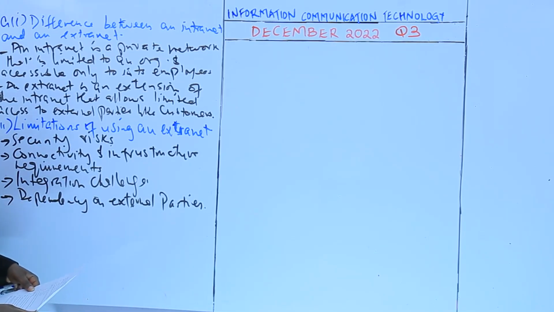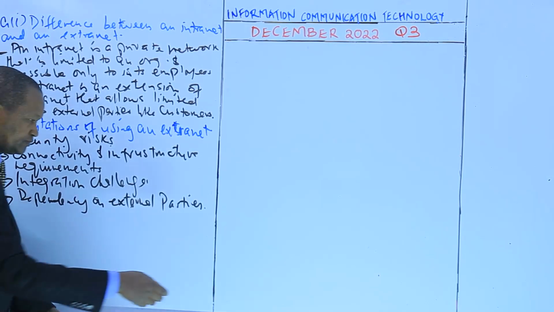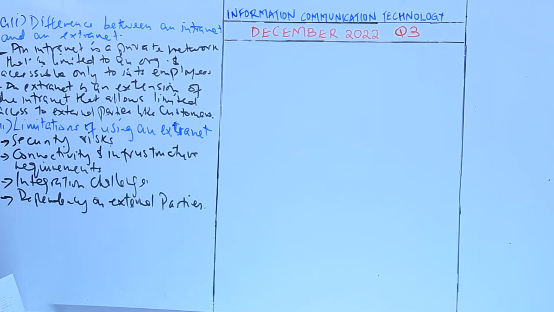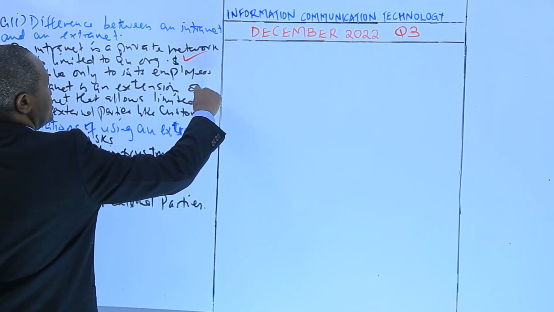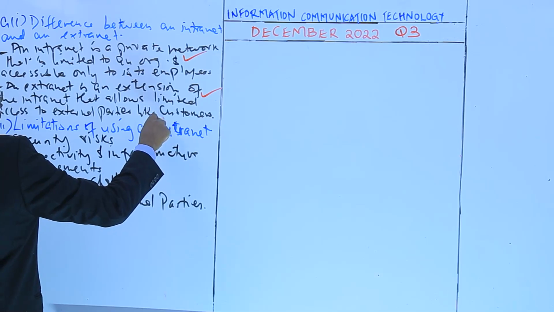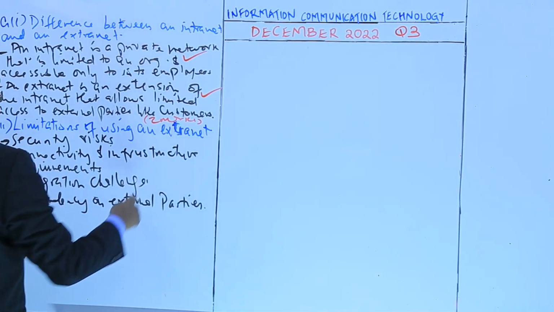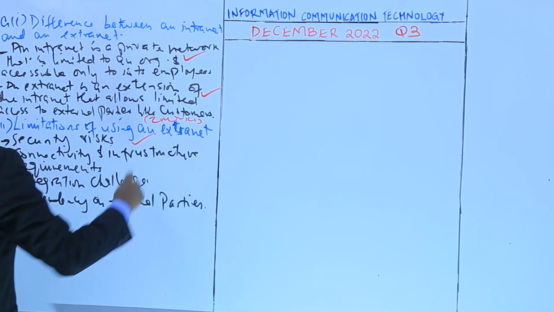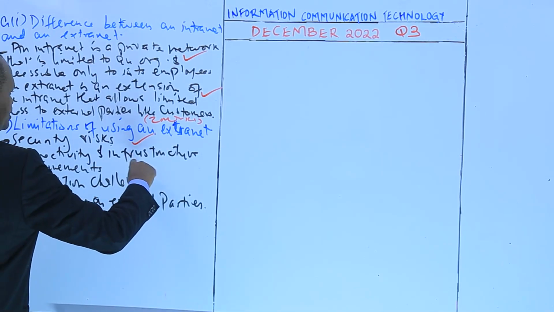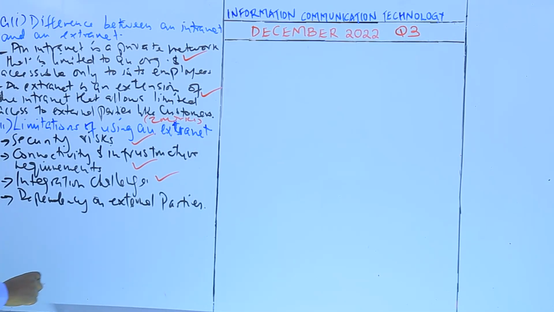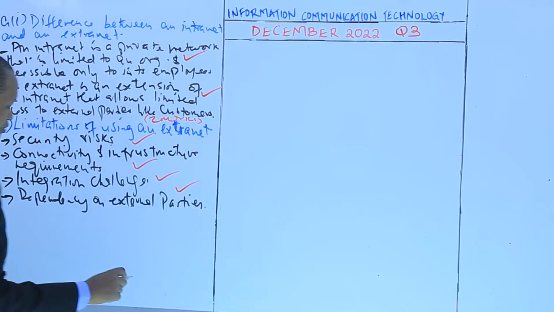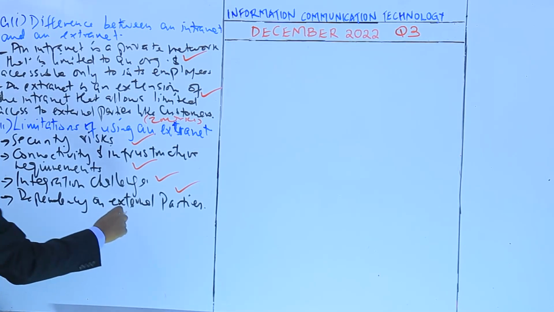So these are four limitations. First of all, we had to distinguish here to earn the 2 marks. Then limitations: security risks, connectivity and infrastructure requirements, integration challenges, and dependency on external parties. These are 4 marks.